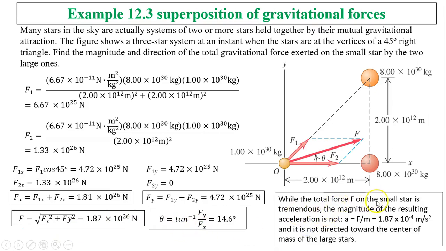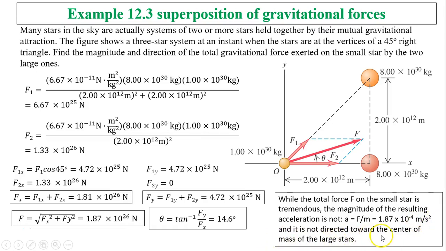As you can see, the total force F on the smaller star is tremendous. It's 1.87 times 10 to the 26 newtons. The magnitude of the resulting acceleration is not, though. It's F over m, and because the mass is so big, the acceleration is 1.87 times 10 to the negative 4 meters per second squared.